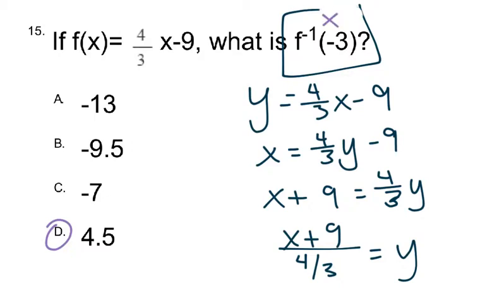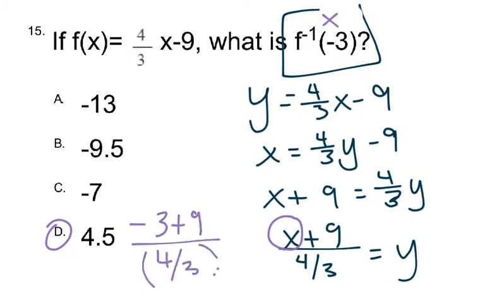Alright, so I'm going to replace this x right here with -3. And I'm going to put that in my calculator. Make sure you put parentheses around a fraction always. And you're going to get 4.5.